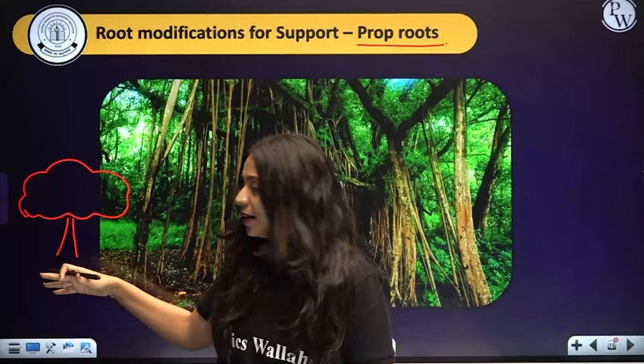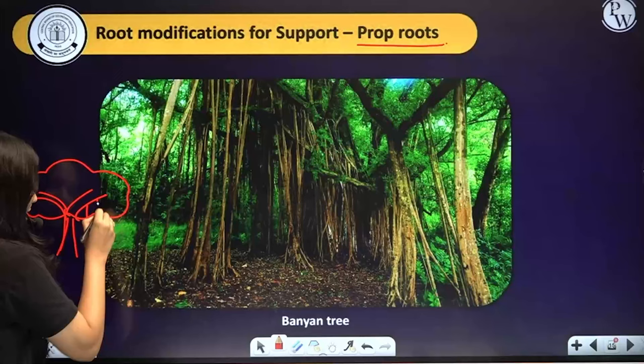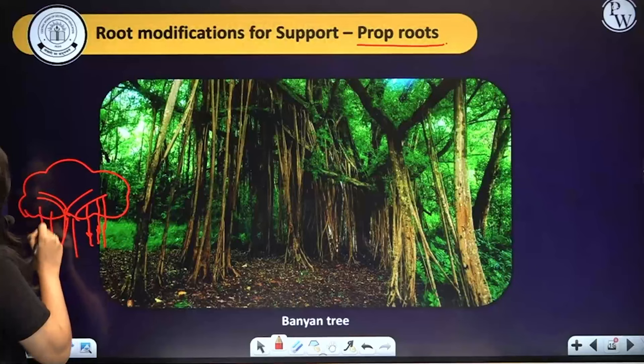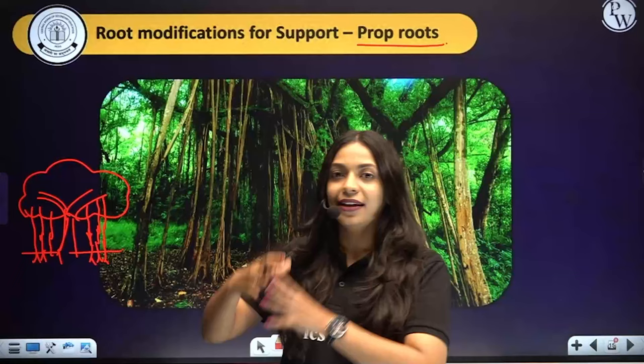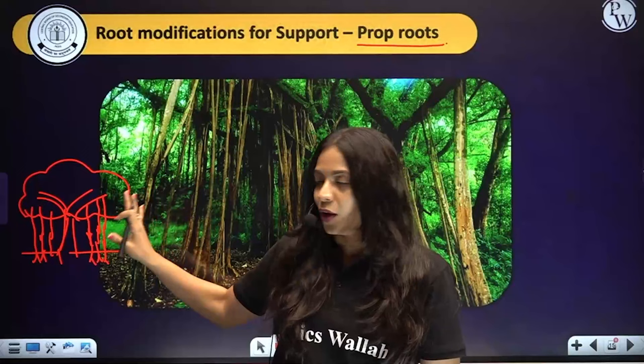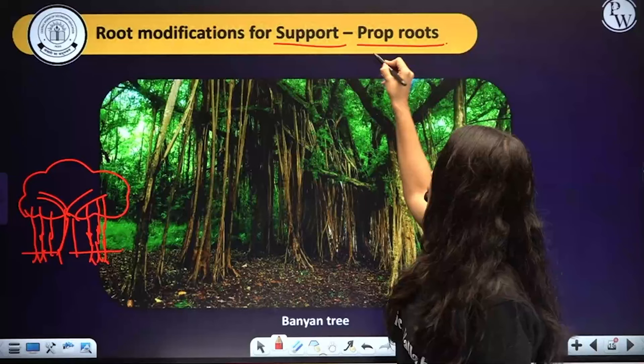So in order to hold this whole plant firmly to the soil, it needs additional support, right? So what these plants do is, from the branches, roots will start arising. They will gradually start growing downward, towards the soil. And eventually, when they reach the soil, they will firmly get attached. In that way, they act like additional support to help the plant stay in place. So that is the function of these adventitious root modifications, and they are clearly helping in providing support to the tree. These are called prop roots. Remember, this is important. Clear?